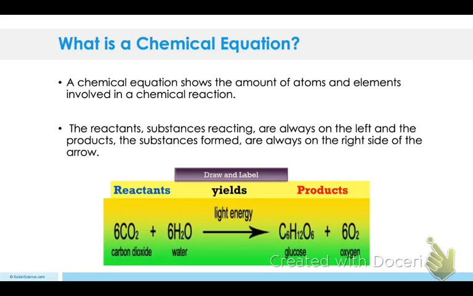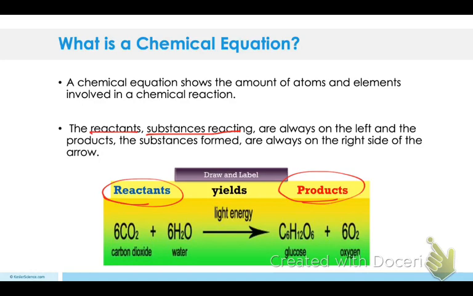So, what is a chemical equation? You guys have seen this maybe once or twice before. A chemical equation shows the amount of atoms and elements involved in the equation. The reactants, the substances reacting, are always on the left side, and the products, the substances formed, are always on the right side. So these two compounds are going to react to create your products.